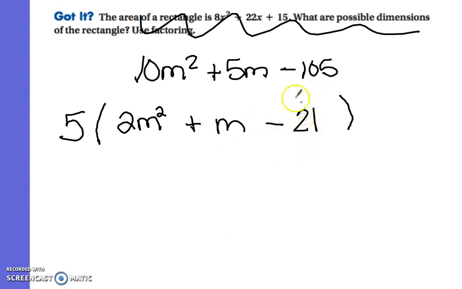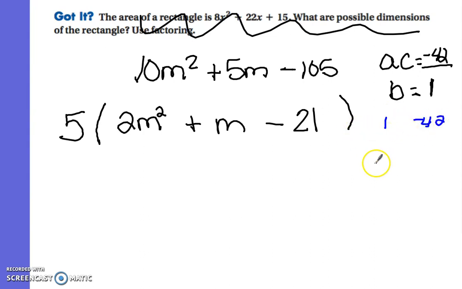Okay, now negative 21 times 2. I have to find all the factors of AC, so negative 42, that add up to my b, which is a positive 1. Remember, if there's nothing there, it's just a positive 1. So factors of negative 42 are 1 and 42. Again, one of them having to be negative. 2 and 21, 3 and 14.